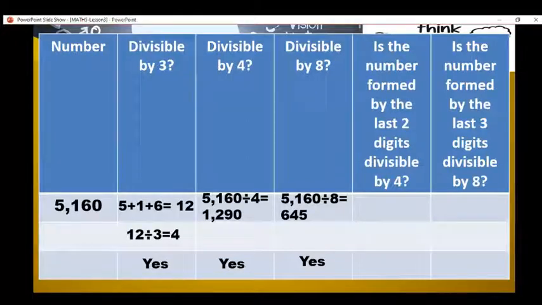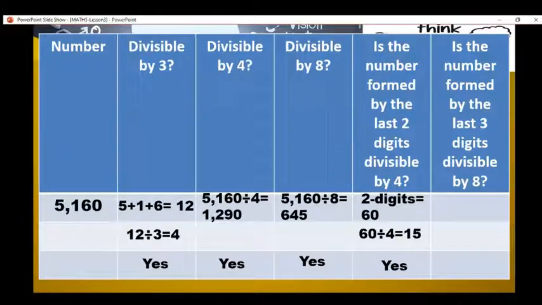Now, there is a question. Is the number formed by the last two digits divisible by 4? Look at your given number, 5,160. What are the last two digits? Very good, that is 60. 60 divided by 4, we got 15. So we can say that this number is divisible by 4.